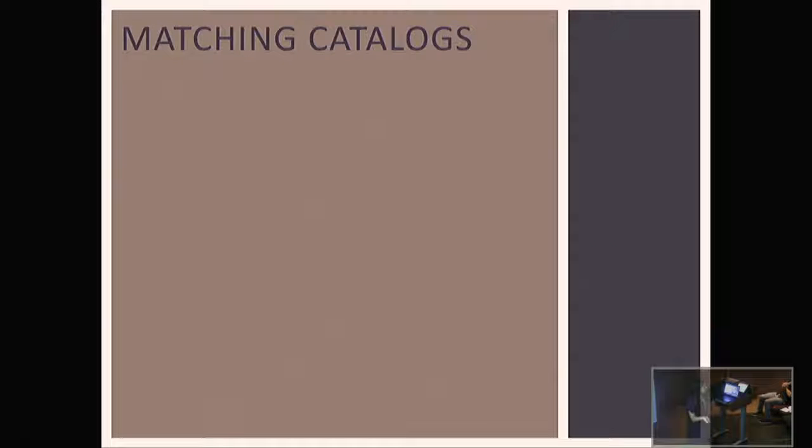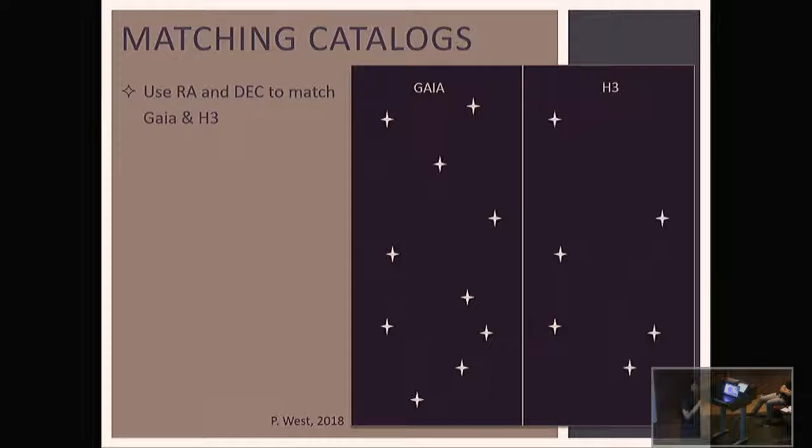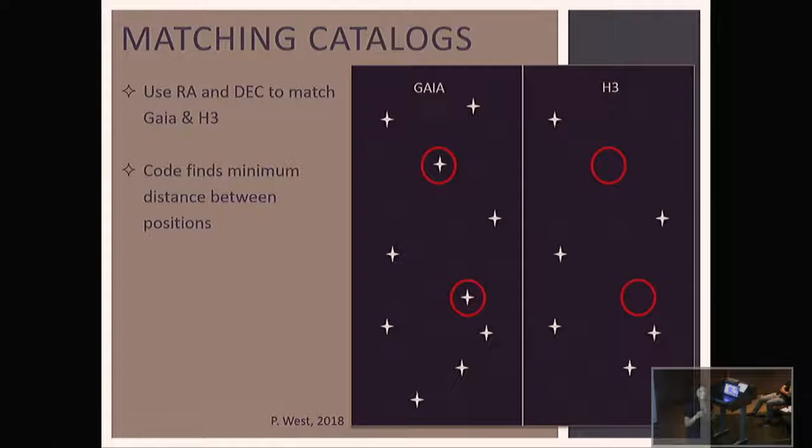So what I did this summer, the very first thing I did, was matching catalogs, specifically Gaia and H3. And so I used the right ascension and declination, the coordinates of the stars, to match them. I wrote a code that found the minimum distance between the stars in each catalog and matched them that way. And as I said earlier, Gaia has a lot of stars. So it's expected that stars that are within Gaia are not going to be in H3 because we have significantly less stars in our survey. And so because of that, it's really important for us to distinguish which stars we actually have all of the parameters for, which is why we needed to do this in the first place.